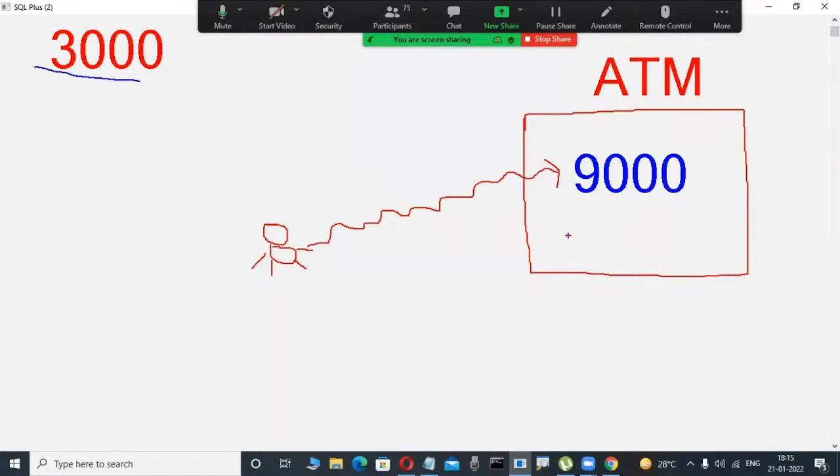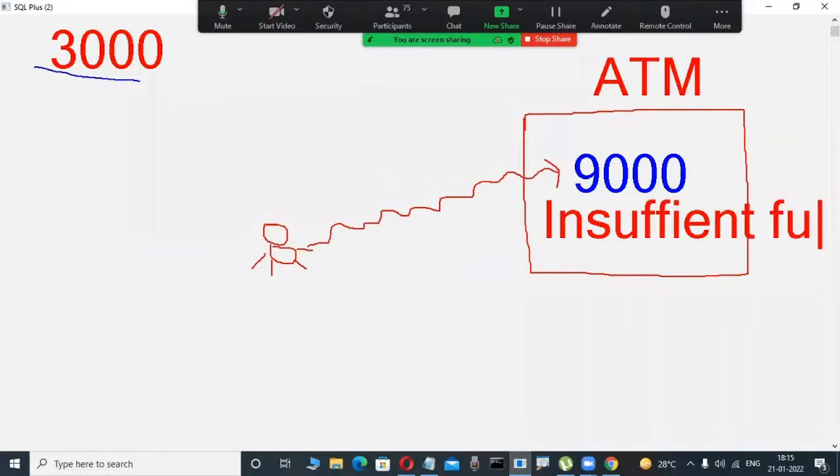In this case, it will give a message. You are observing on your ATM machines, maybe some messages are displayed, such as insufficient funds. Why? Because here your balance is low, 3,000, but you are trying to retrieve more than 3,000, that is 9,000, 8,000, 7,000 like that. How is it possible? In that case only, an insufficient funds message will be displayed. But how does the ATM center know?